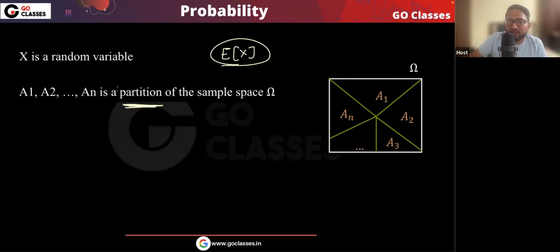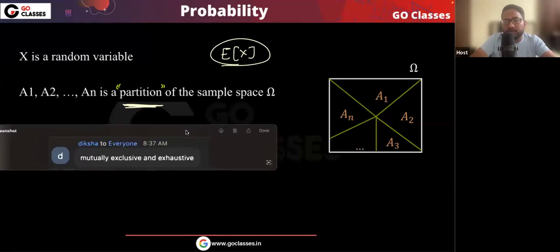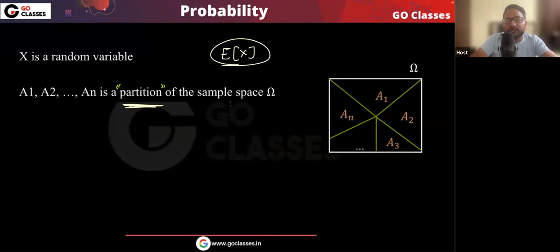This is actually set theory terminology. Okay, if you don't know or don't remember, then it is fine. But has anyone noticed that I already told the meaning of partition in the first module? Yes. So it is mutually exclusive and exhaustive, which means you are dividing into n events such that no two events are overlapping, and then all events together give you the sample space, right?